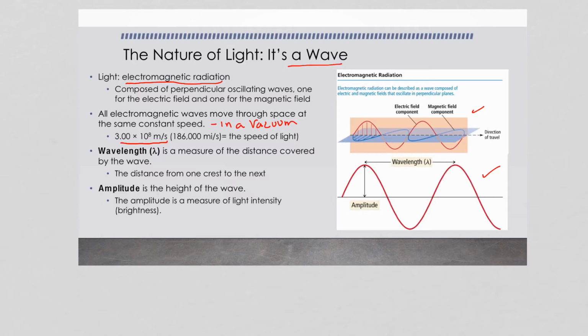Now, a wave is characterized by several properties. The first one that we're going to talk about is what's known as the wavelength. Wavelength is abbreviated by the Greek letter lambda.